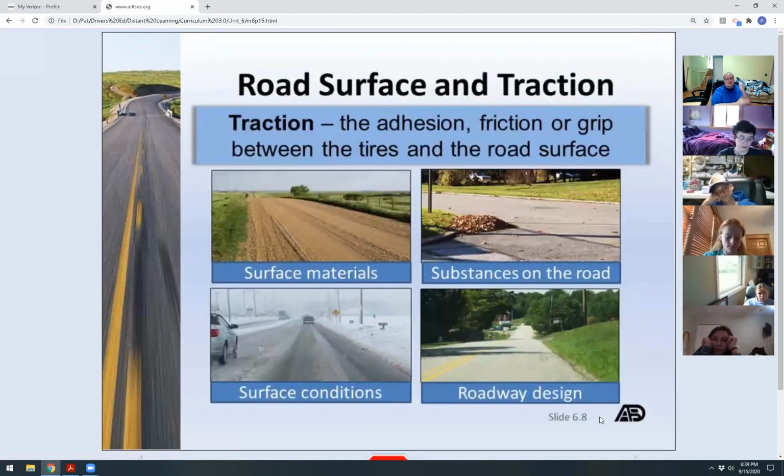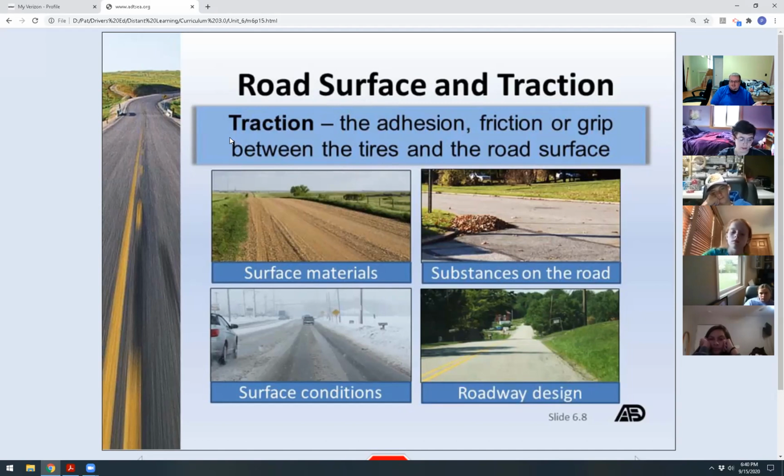All right, now we're out of sort of the car part of this. Let's talk about the road surfaces. Sort of the traction you have with the road. They define traction as the adhesion, friction, or grip between tires and the road surface. You don't need to know this definition for the test. Just understand that your tires need to have traction with the road.